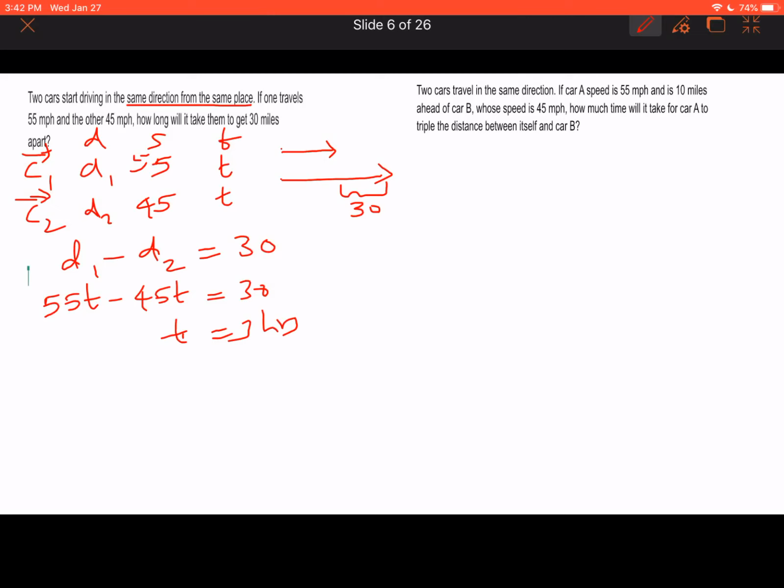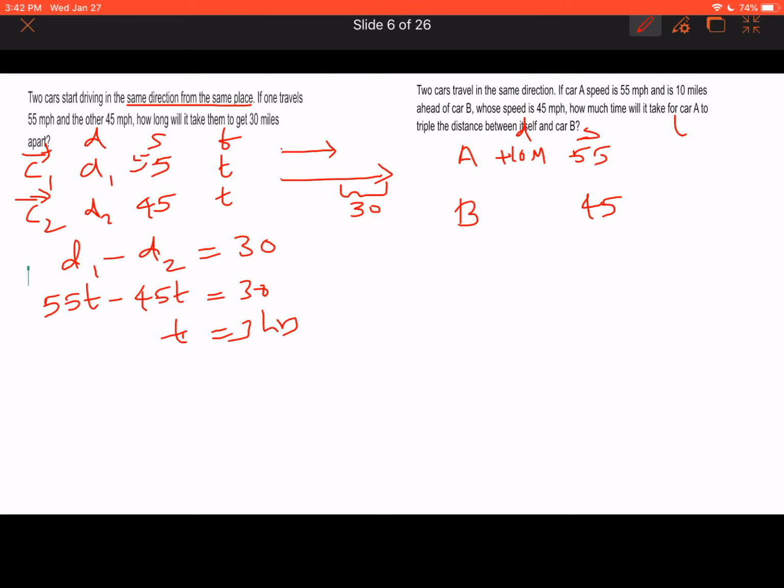Okay, now here two cars in the same direction, car A, car B. Car A's speed is 55 miles per hour and it is 10 miles ahead. It is 10 miles ahead, so I am just marking it as plus 10 miles. Okay. And then car B, whose speed is 45 miles per hour. How much time will it take for car A to triple the distance between them?